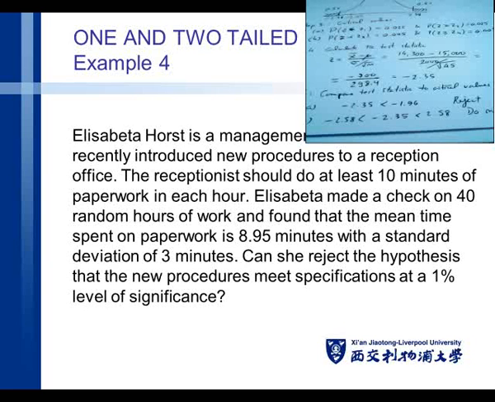So the right one is the population distribution? Yeah, exactly. Well, we don't know, right?